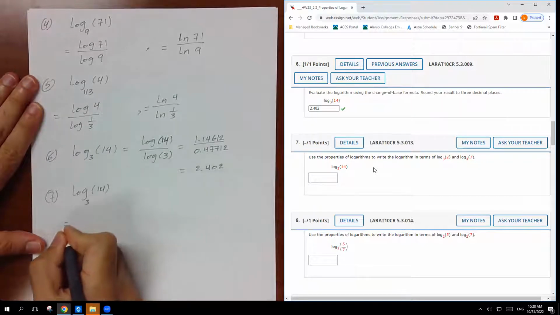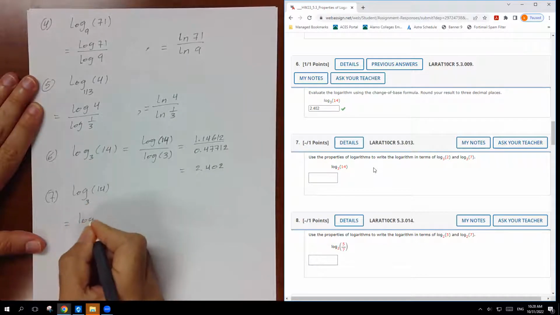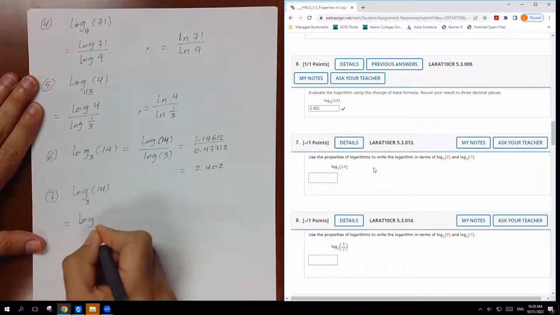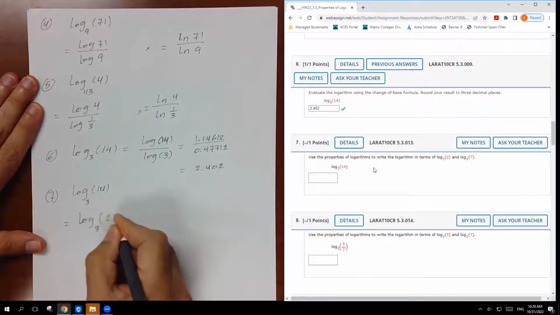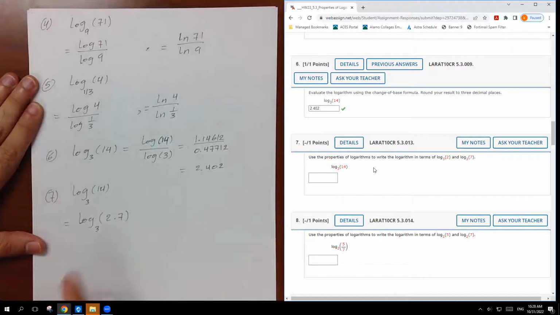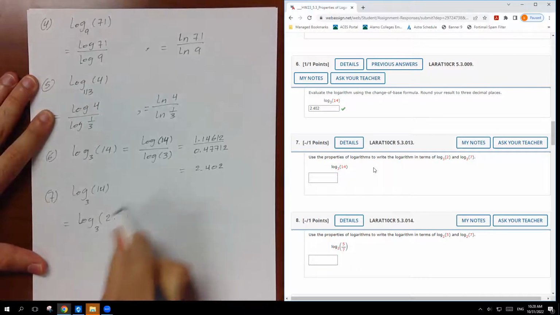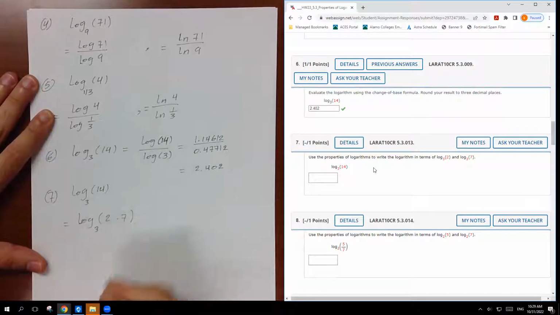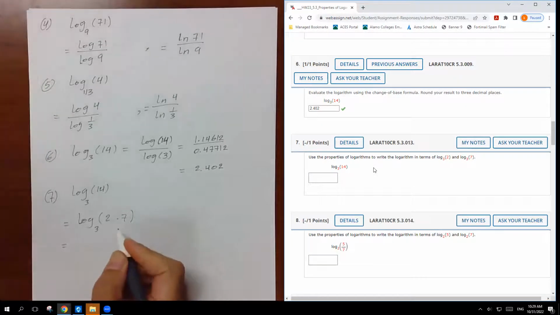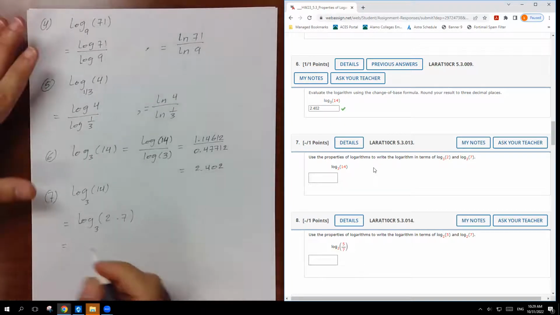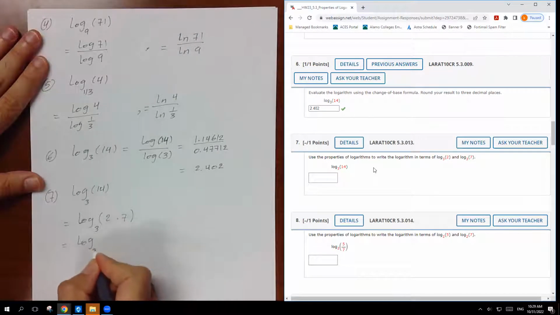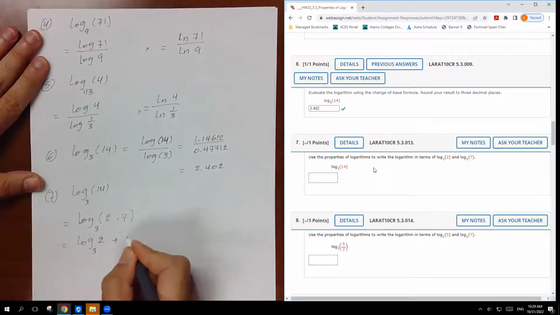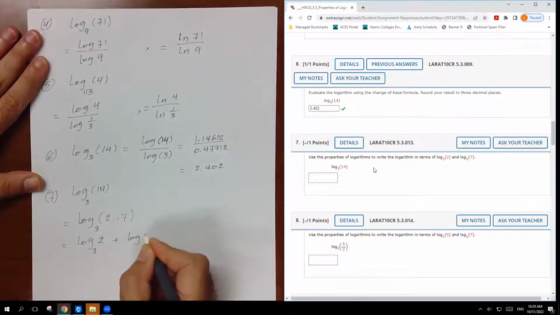So I'm going to say this one equals log to the base 3 of 2 times 7, because 14 is 2 times 7. This is not a point, this is multiplication. Now, by using the product rule, it's going to be log to the base 3 of 2 plus log to the base 3 of 7.